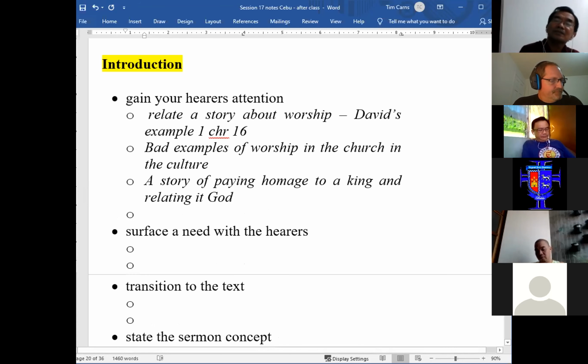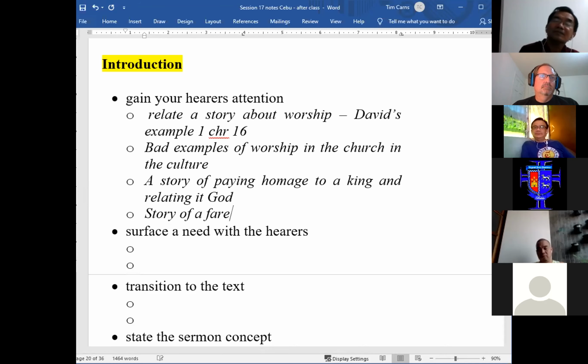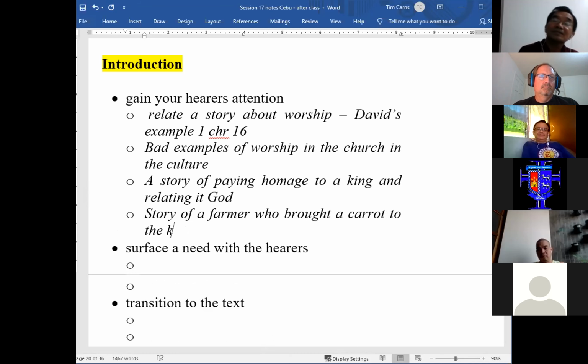Any others? I remember a story of a farmer, Pastor Tim, who brought a big carrot to the king. And then when the other servants saw it, he brought a big horse. And then the king told the farmer that you own the land now because of what you did. But he told the one who brought a big horse, you get the horse because you did not bring it to the king, you give it to yourself. Something like that. So yeah, that's a great one.